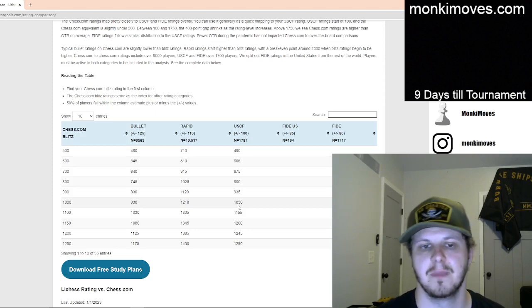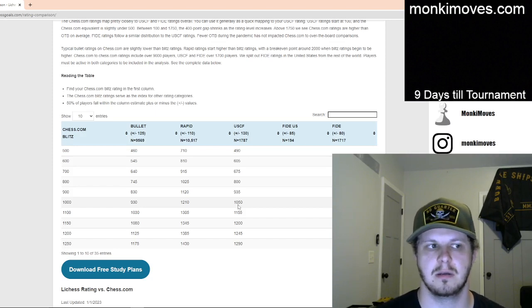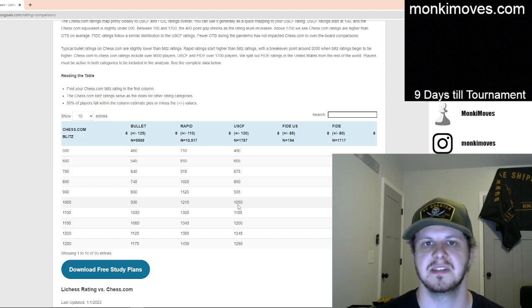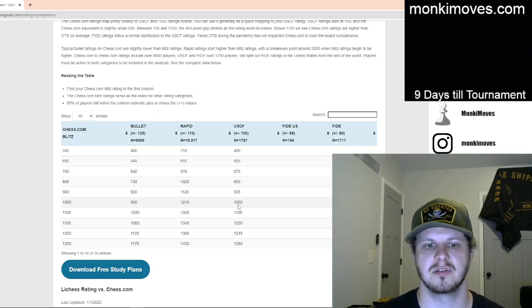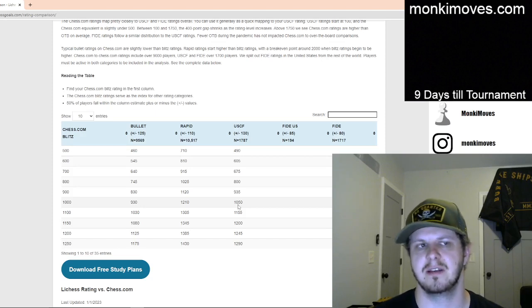Whatever the reason may be, there's generally a bigger gap between Rapid and USCF at the lower ratings. That's because these youngsters are just super strong but haven't proved it yet, if that makes sense. I don't know if I worded that correctly.